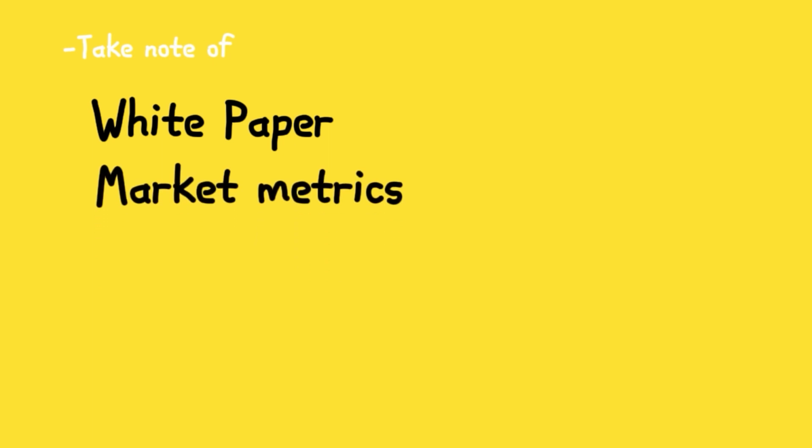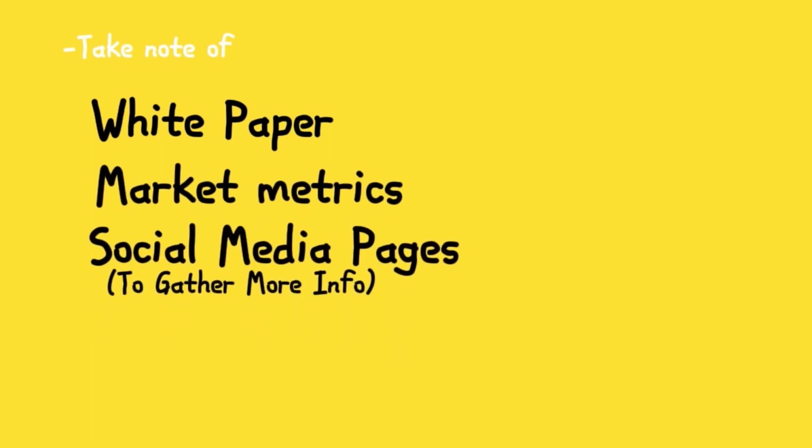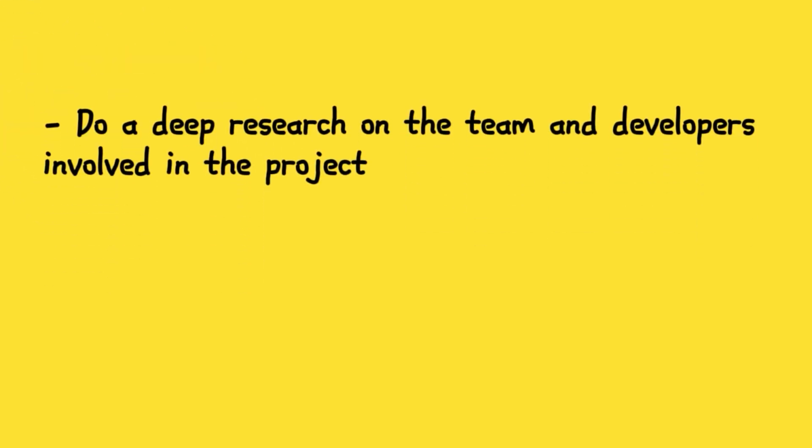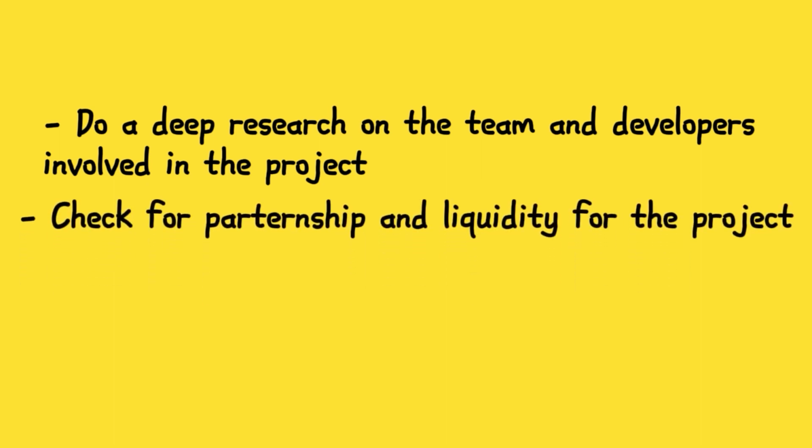Other things to check include white paper, market metrics, social media pages to ensure that they are really legit. The token or coin has utility. You also need to make sure you do a thorough research on the team and developers involved in this particular project. You have to check for partnerships for this project, liquidity for this project as well.